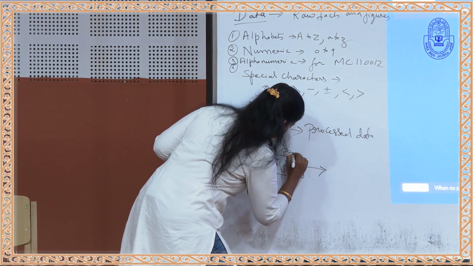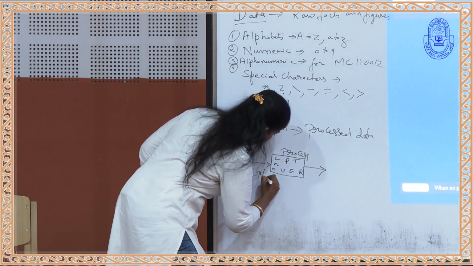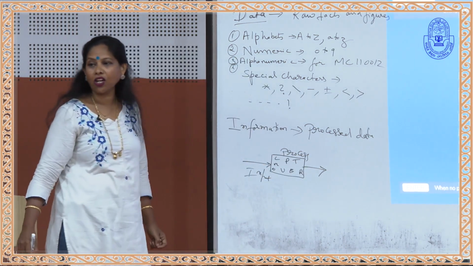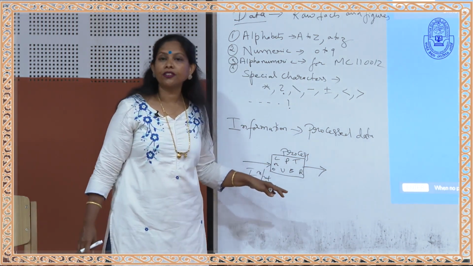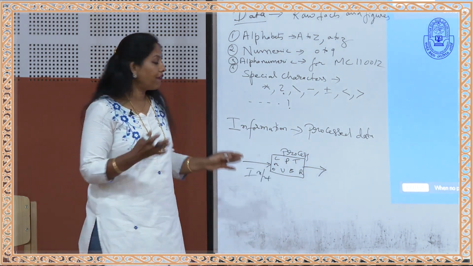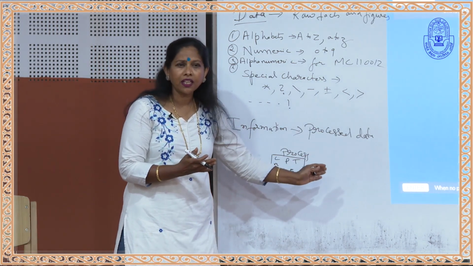This processes. Now I have given some input. Can you see some alphabets inside this box? This is a computer. I have given some input, all alphabets. When it gets processed, what might be the result? Can you tell me?